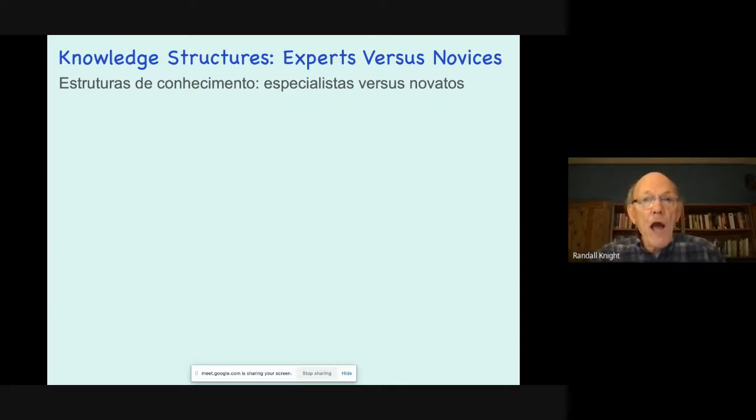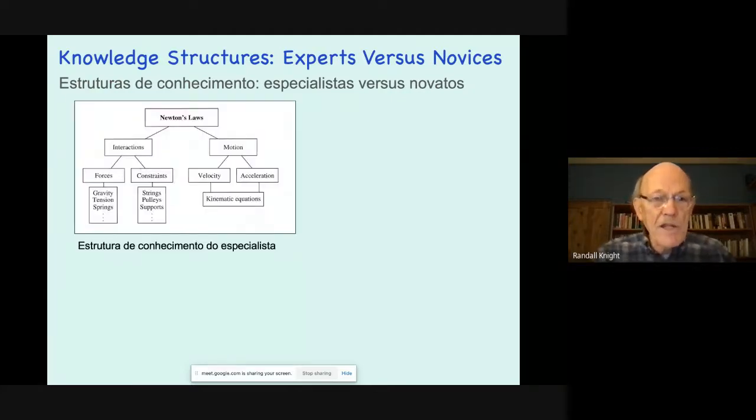This has often been described in terms of what are called knowledge structures. How is information organized in your brain? So let's take Newtonian mechanics for an example. If you're an expert, you've got this very organized, hierarchical way of thinking about Newton's laws or Newtonian mechanics. So you start with some very broad general principles, Newton's laws or conservation laws. And then that can be broken down to a lower level and then yet a lower level. And then finally, the various details about a problem, which really are nothing but details, but don't have anything to do with the fundamental laws.